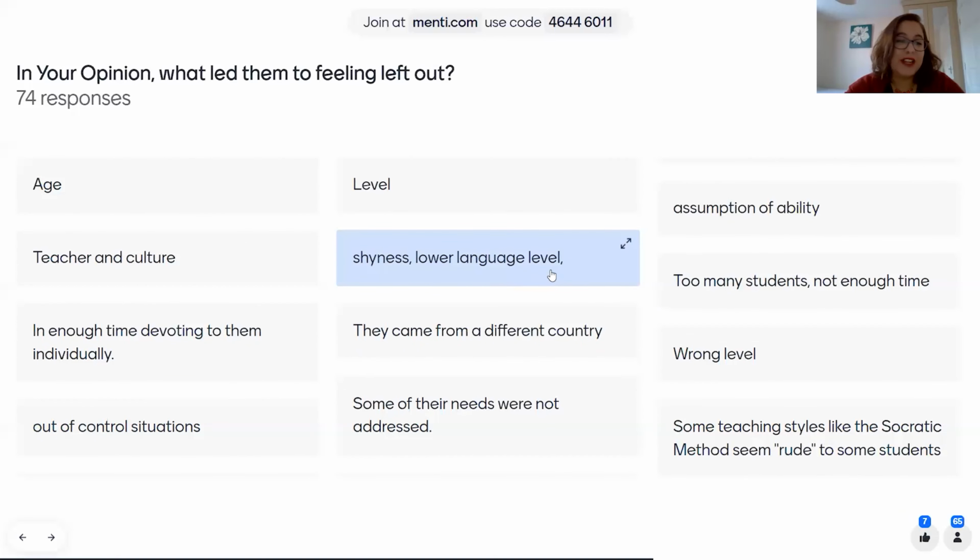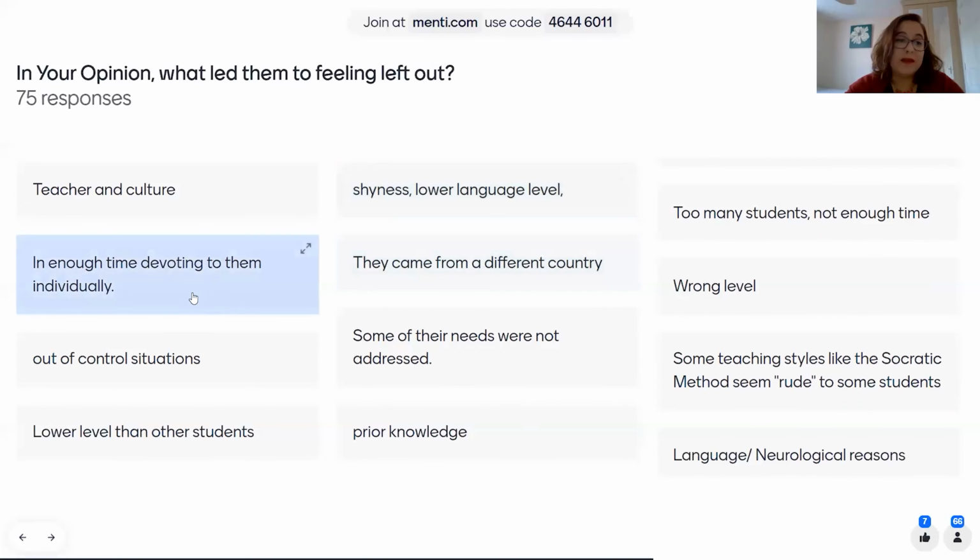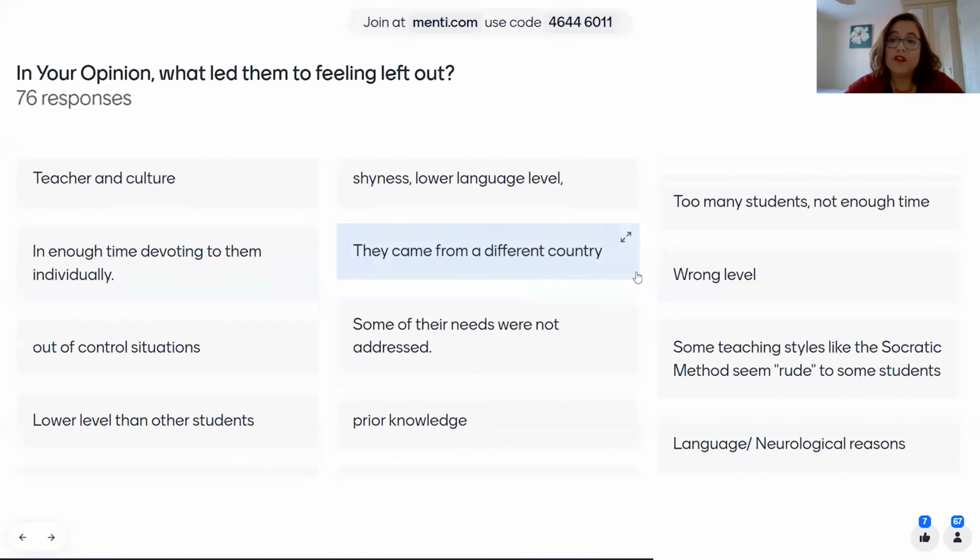Shyness, lower language level, not enough time to devote to them individually, not appropriate level, definitely something I have experienced myself with having students who are advanced speakers of English, for example, and other students who are at an intermediate level, and sometimes they feel left out because of how quick some other students are in the classroom.